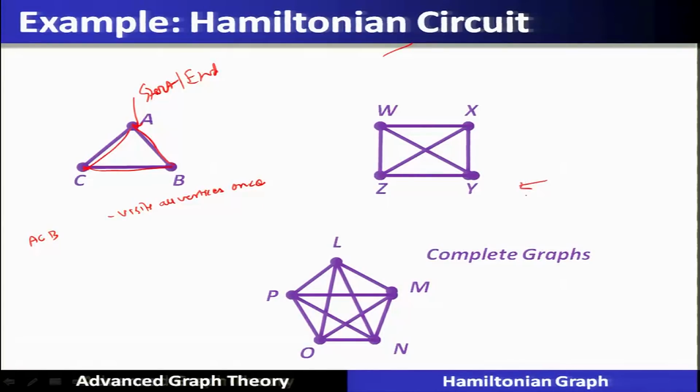Similarly, the other two graphs we can also identify. Let us start from W, visit Z, visit Y, X and W. It starts and ends at the same point, and hence it has a circuit which visits all the vertices exactly once, called a Hamiltonian circuit. Let us take this example also. We start from here and come back to the same point, start and end at the same point, and visit all the vertices exactly once, called a Hamiltonian circuit.